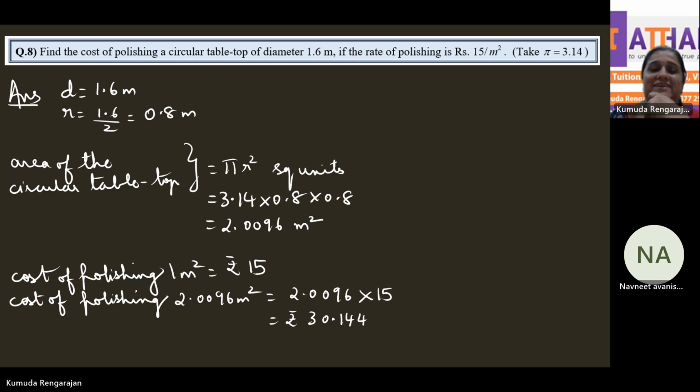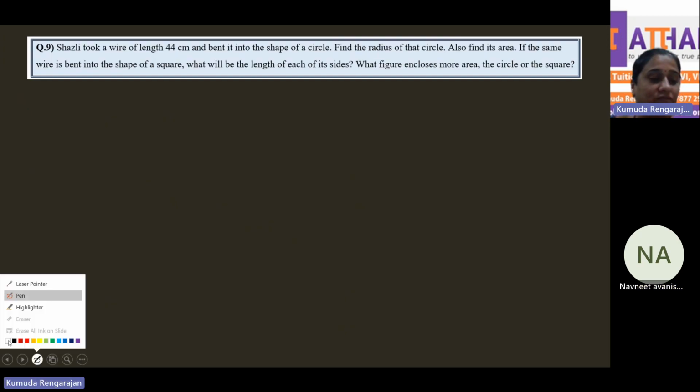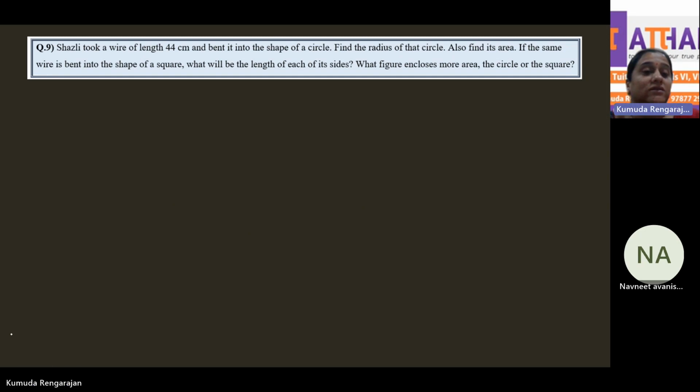Yes, boys. Next one. Is this over, all of you? Okay. Now, this is very, very important. Listen to this very carefully. So, Shazli took a wire. Shazli is the name of a girl. Shazli took a wire of length 44 centimeter and bent it into the shape of a circle.